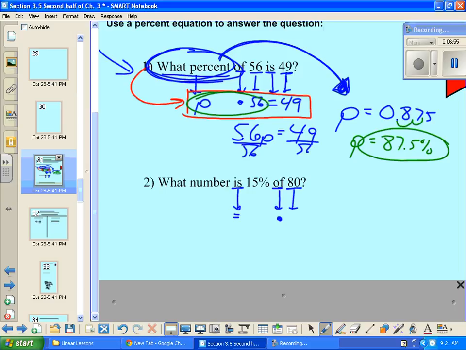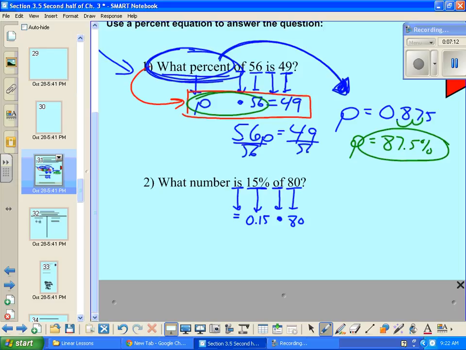The number 80 is just going to stand for itself. And then in this case, 15% also in the equation method. If I have a percent in the problem, I'm not going to put 15 in there. I'm going to deal with it as a decimal. So I'm going to change it into 0.15.